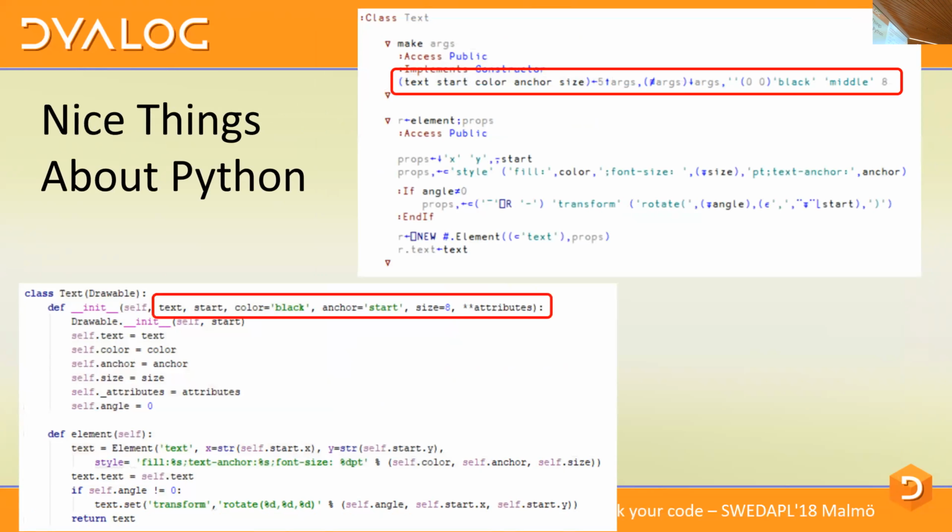You can say, well, there's going to be the text and the starting position. And then there's going to be color with a default value of black and an anchor with a default value of start. And when you make the call, you can use these names in the header. Whereas in APL, I'm sure you've all written something like this, which says text start color anchor size is the 5 take of args concatenated with the tally of args drop and then an array with default values. And you have to provide them in that order. You can't use the name order.